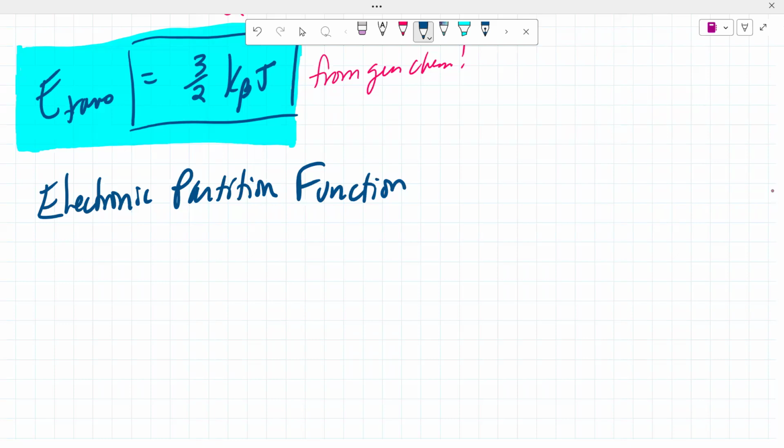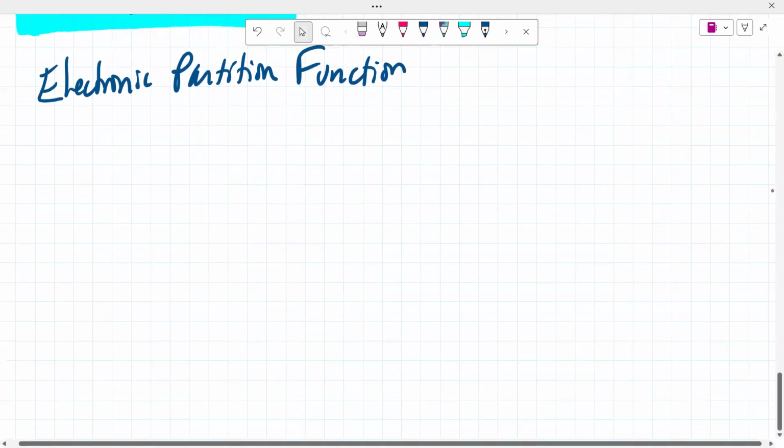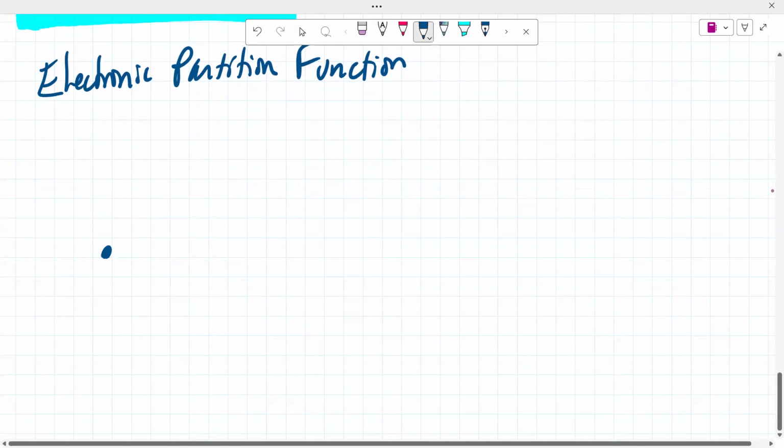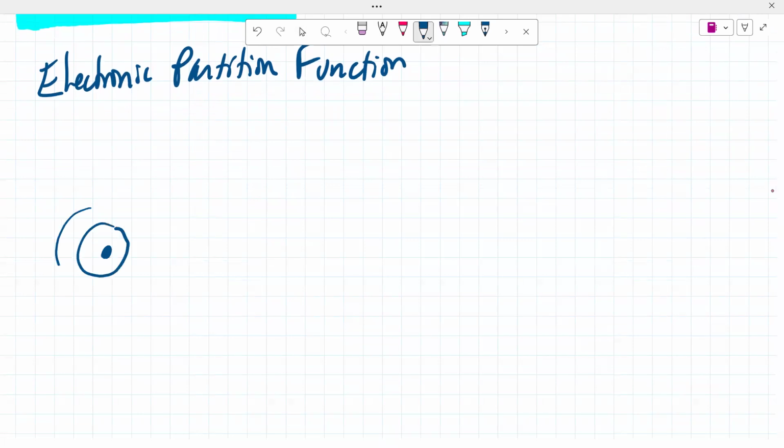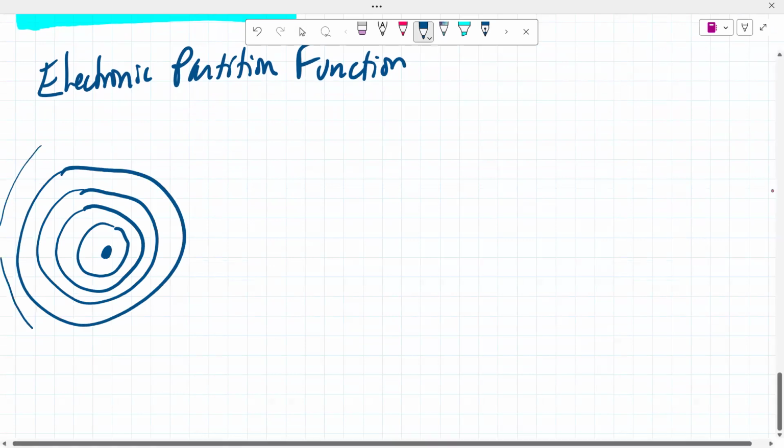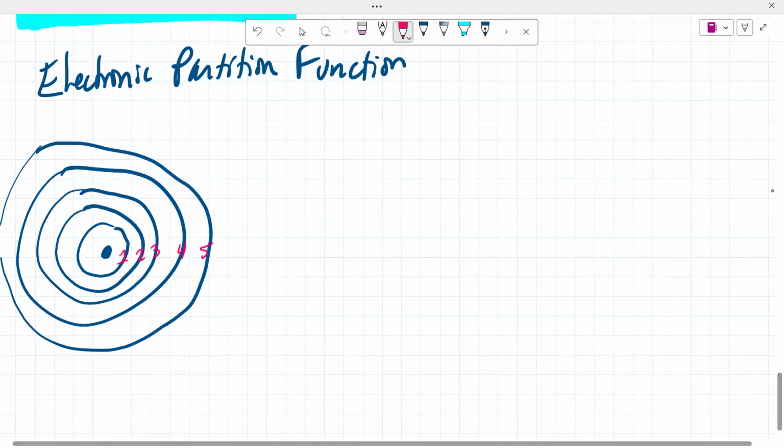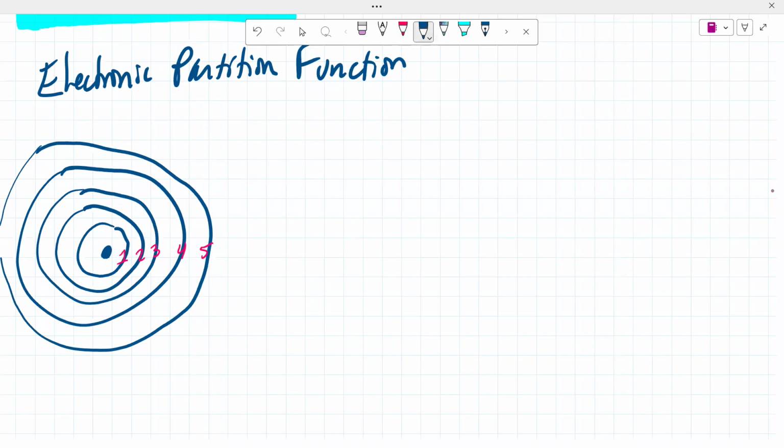So here we have our energy levels. I'm going to draw you a little picture. There's the nucleus. And let's number these. Let's do 1, 2, and then we also have the i equals the level. These are the energy levels in the Bohr model.